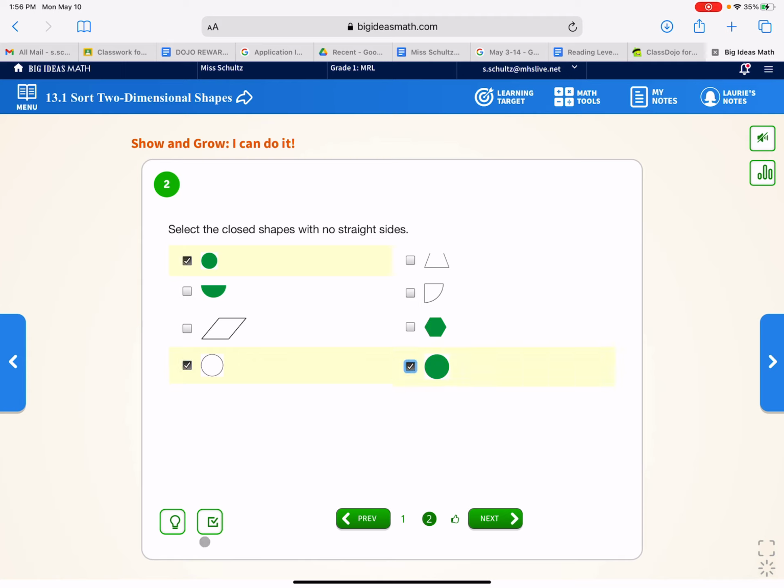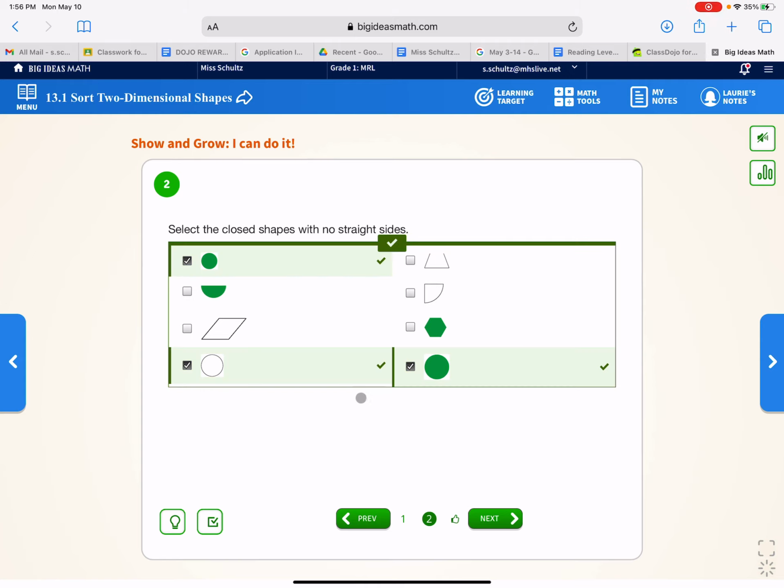So basically, the only shape in this problem is the circle, the closed shape with no straight sides. So in this section in Big Ideas Math, you're going to be identifying different types of shapes. You're going to look for whether it's closed or open. So right here is an example of a closed shape because there's no open areas. But then if you look over here, this is a shape that is open. And then you're going to be identifying shapes with straight sides like this or with curved sides like this.